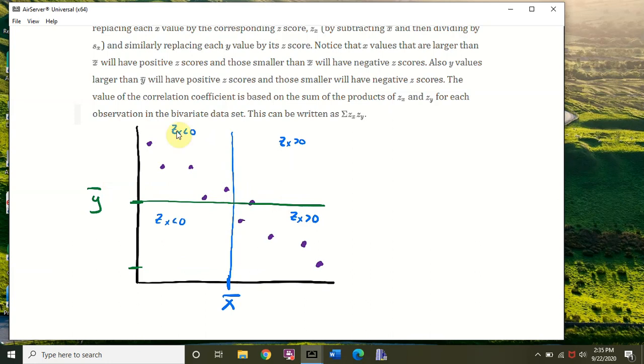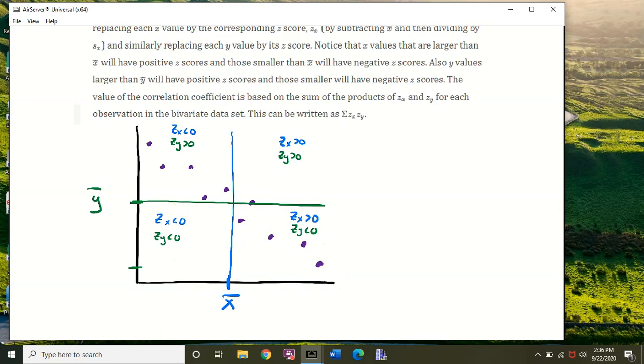Similarly, let's do the same for y. So here's the horizontal line at average y. Above average y, these are y values bigger than average, positive z-scores for y in these two regions. So here the z-score for y is positive, and here the z-score for y is positive. And then conversely, down below, these dots all have y values less than average y, and therefore any dots in these two regions would have z-scores that are negative for y.